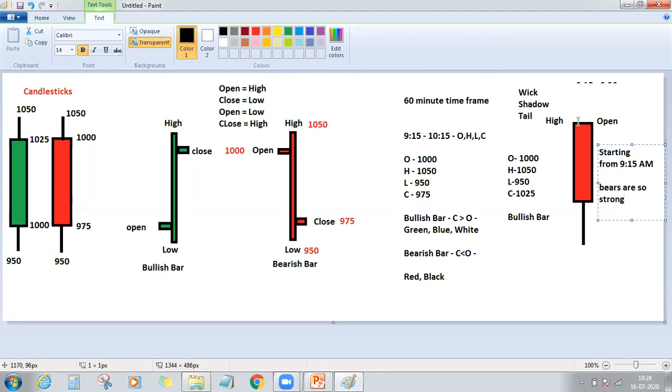It started the price, and from there itself it started falling down. The time interval started, from there itself the price started falling down. So they were strong from the start itself.